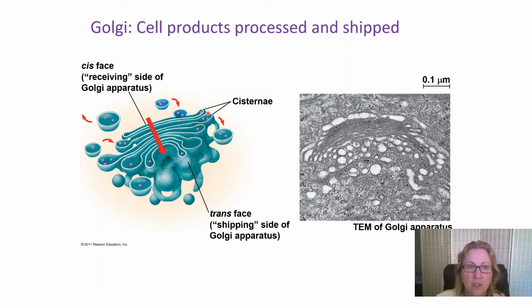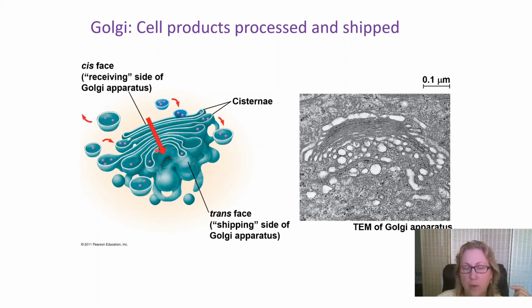So vesicles fuse with the cis face that are coming from the endoplasmic reticulum. They work their way through these pancakes up to the front, and then vesicles break off from the front edge. The pancake, once it reaches the front, breaks up into vesicles, and those vesicles are going to the outside of the cell. They're going to fuse with the surface of the cell and release their contents to the outside of the cell. So that's what the Golgi does.